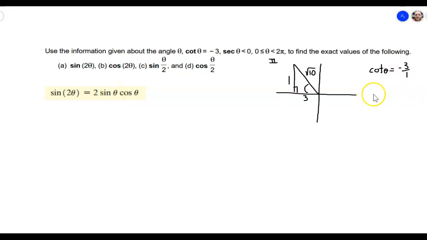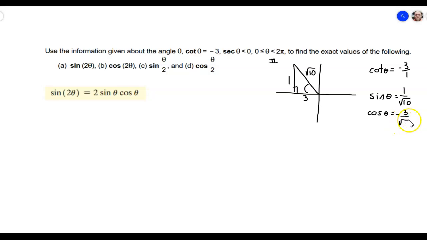I'll write down my sine of theta. According to SOHCAHTOA, that's opposite over hypotenuse, and it's positive, so it's 1 over the square root of 10. The cosine of theta, which I'm also going to need, is negative because we're in the second quadrant. It's adjacent over hypotenuse for this acute angle theta, so that will be -3 over the square root of 10.